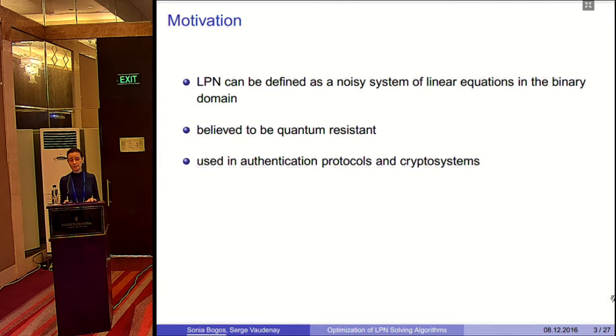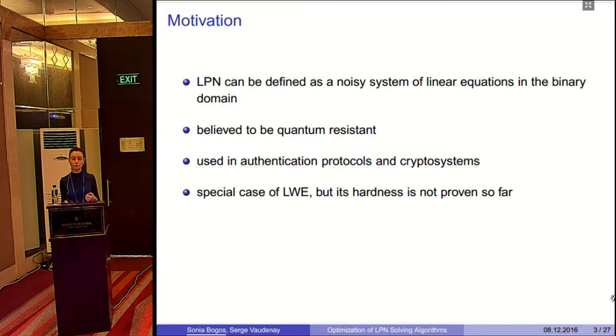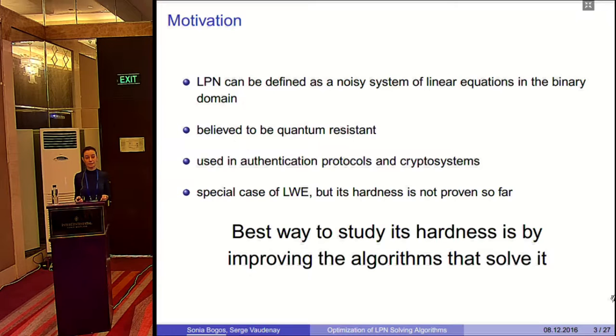Now, a particular aspect of LPN is the fact that it's a special case of LWE, learning with errors, where we don't work in the ring Z_p, but we work in binary. For LWE, we know that there are reductions from lattice problems to LWE, and this attests the hardness of this problem, but these reductions don't work for LPN. So its hardness is not proven so far. So the best way to study its hardness is by improving the algorithms that solve it. And by trying to improve these algorithms and specifying their complexity, we can afterwards state what are the secure instantiations of LPN when this problem is going to be used in authentication protocols or in crypto systems.